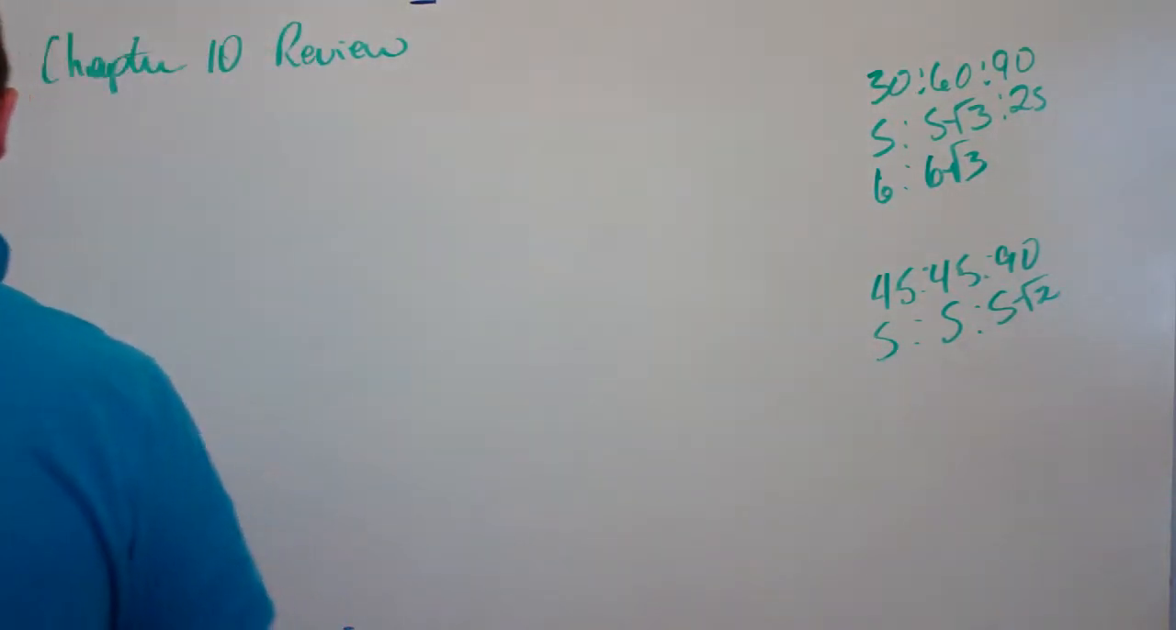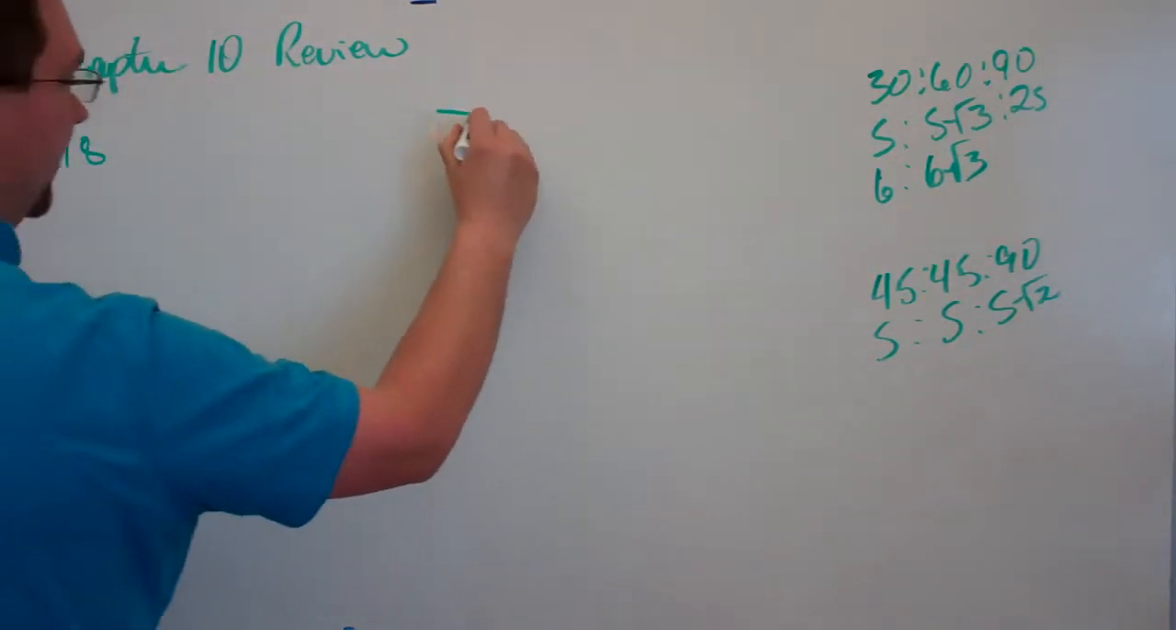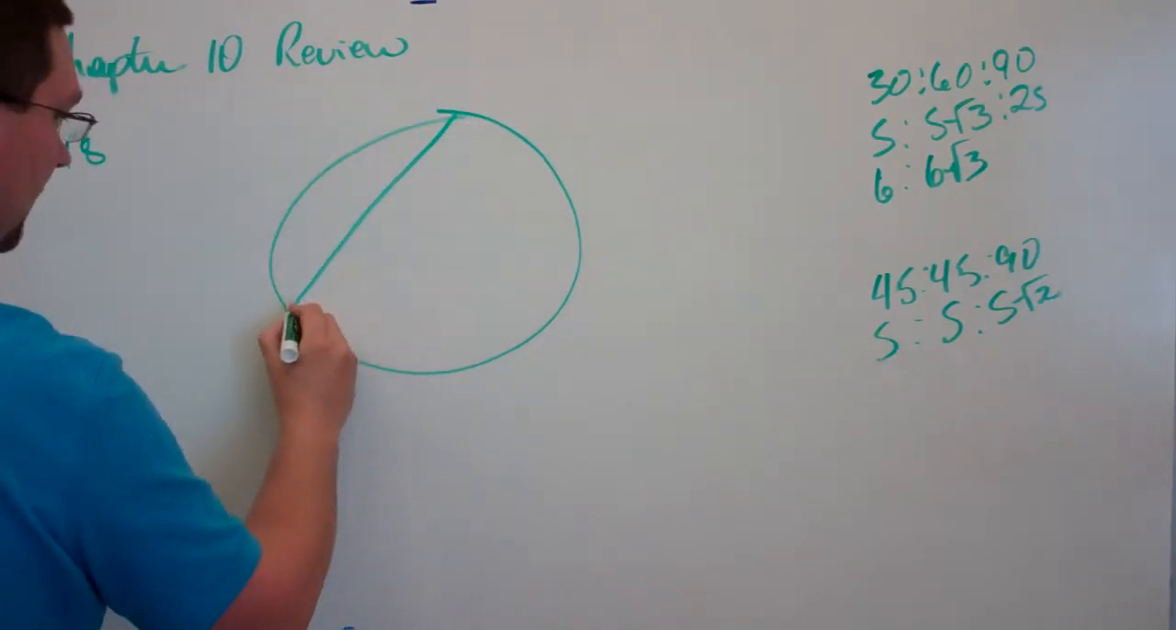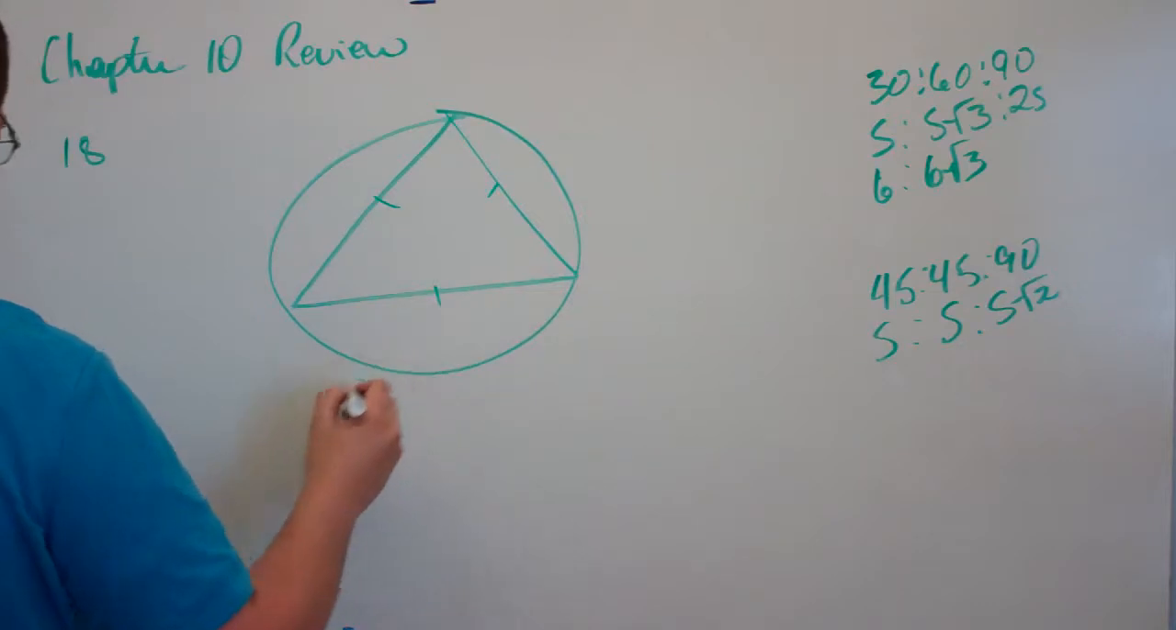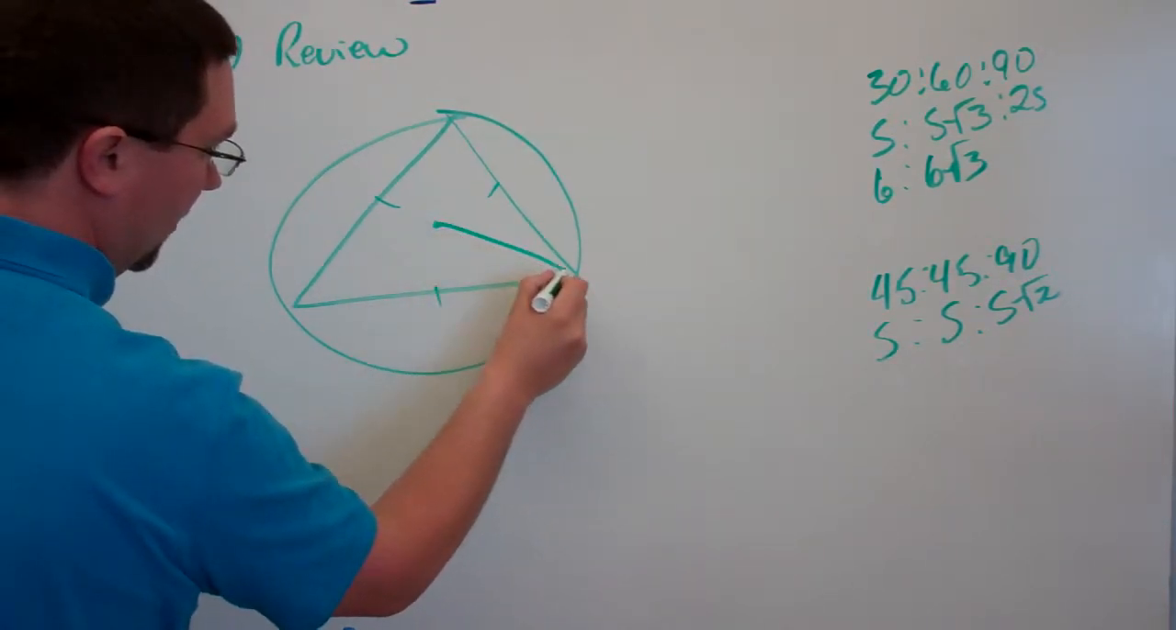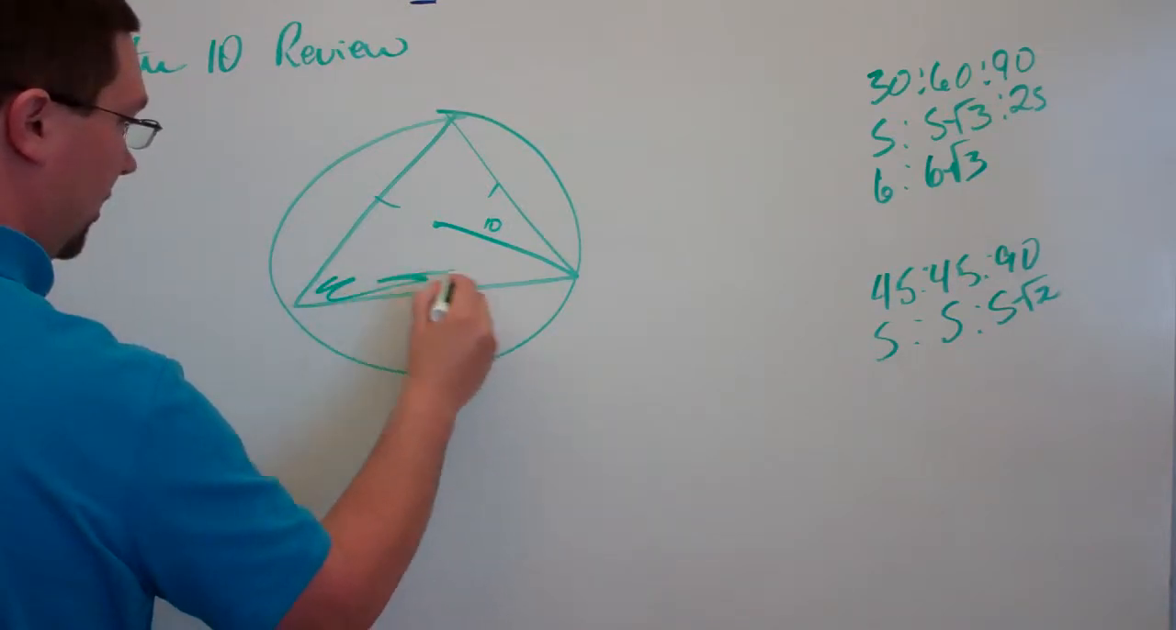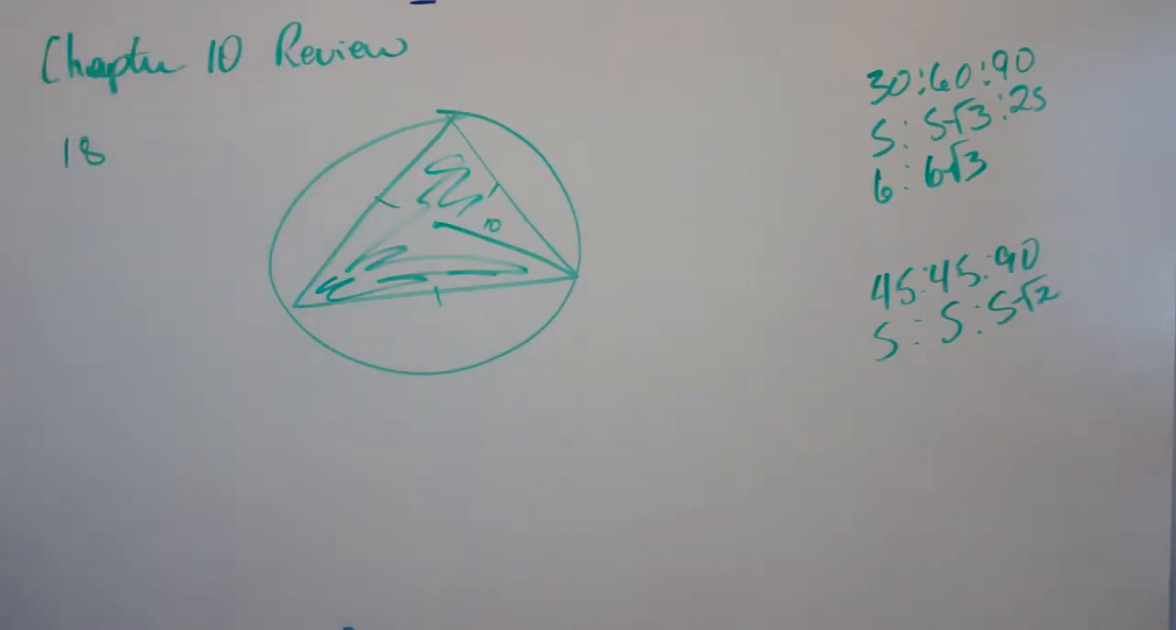Alright. 18. We have a circle with an inscribed triangle. This is an equilateral triangle. The radius is 10. And the triangle is shaded. We want to know, if we were to throw a dart at this circle, what would be our chance of hitting the triangle? Alright, and they actually want us to leave our answer in simplest radical form, so we're not going to put this in a percentage. We're going to leave this as an actual answer.